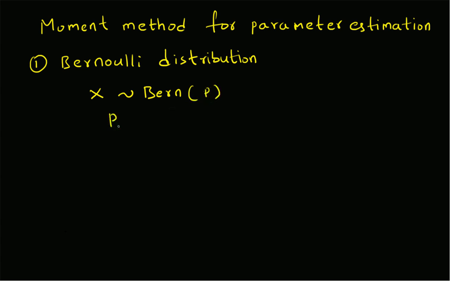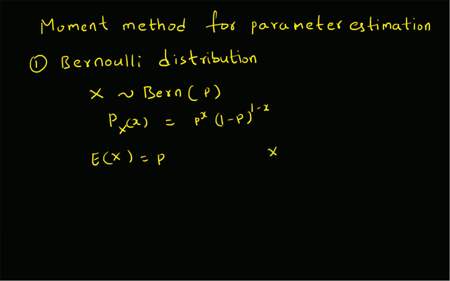So the probability mass function can be written as p_X of x equal to the parameter p power x multiplied by 1 minus p power 1 minus x. So p is like the probability parameter. So the mean of this random variable is given by the value p. This is from the theory.